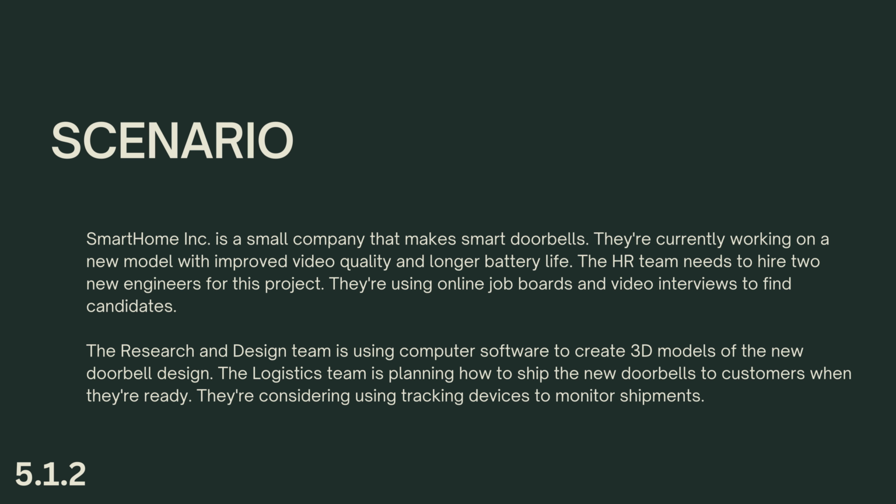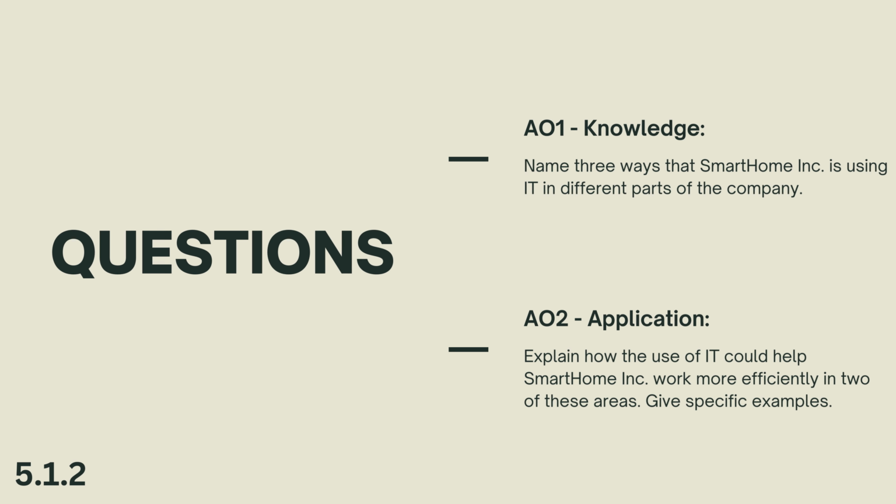So that's the situation at Smart Home Inc. Now, let's see how well you've understood the role of IT in these different business areas. I'm going to ask you 2 questions about this scenario. Question 1. Name 3 ways that Smart Home Inc. is using IT in different parts of the company. Question 2. Explain how the use of IT could help Smart Home Inc. work more efficiently in 2 of these areas. Give specific examples.